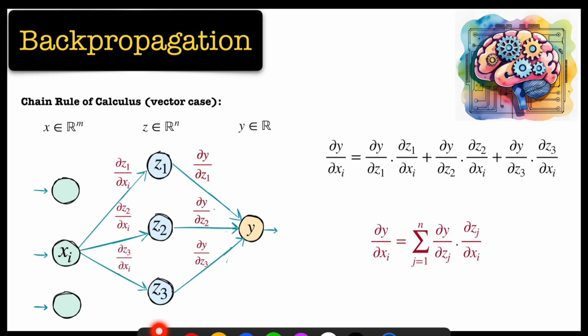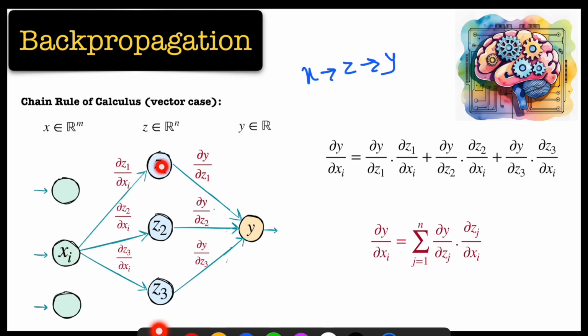So if we have to calculate del y del xi for any xi here, how will we calculate that? Earlier we just had one path, right? We had x to z, z to y. Now we have multiple paths.